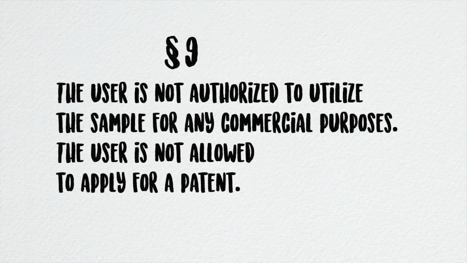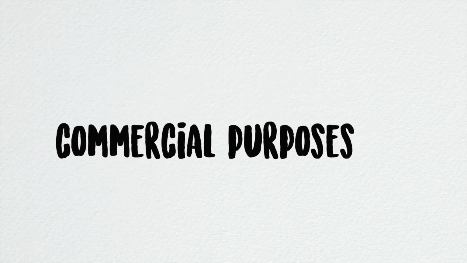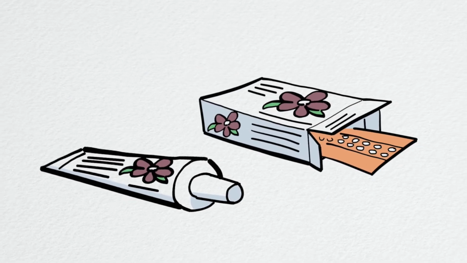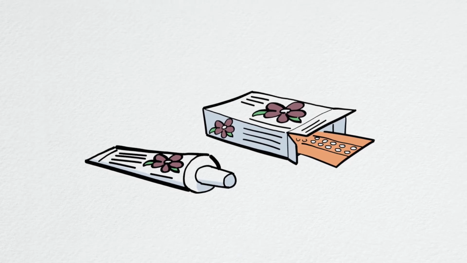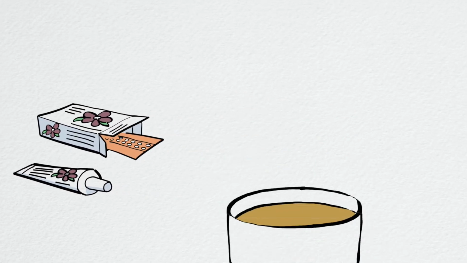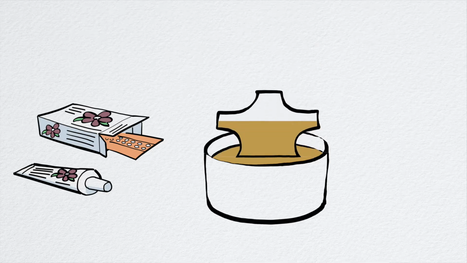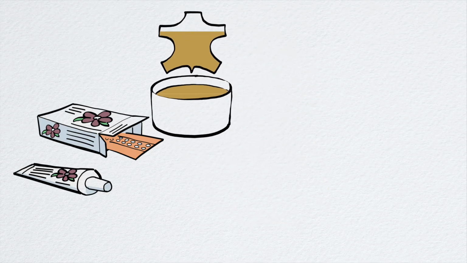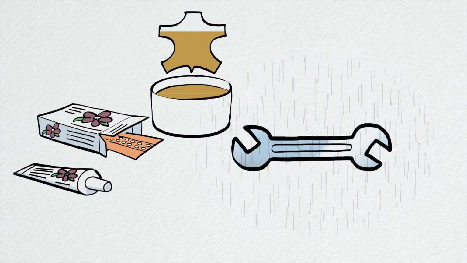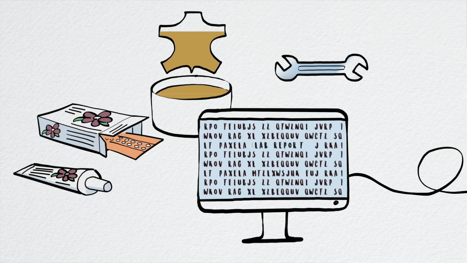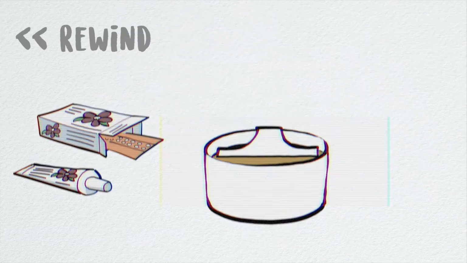Let's start with commercial purposes. What exactly does that mean? Is it the scar cream, the Band-Aid, or any other product? Of course, but there's more. Consider processes using our sample. For instance, tanning leather or cleaning metal. Even the mere transfer of digital data can be an act of commercial use. But a commercial purpose starts even before that.